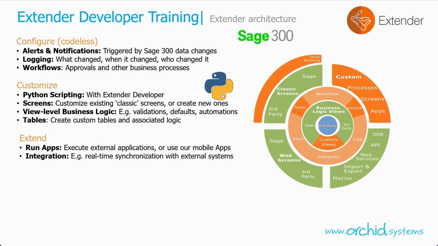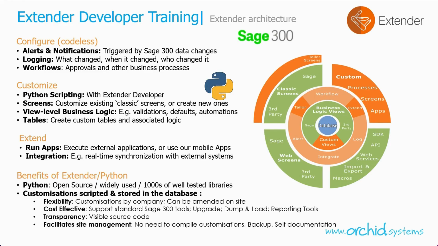The benefits of using Extender and Python are that Python is an open source language which is widely used, and there's thousands of well-tested libraries that you can use with your Sage 300 installation. The customizations are done in the scripted version of Python, and they're stored in the database. So this gives you a very flexible scenario, because the customizations can be imported company by company and can be amended on site without the use of a compiler.